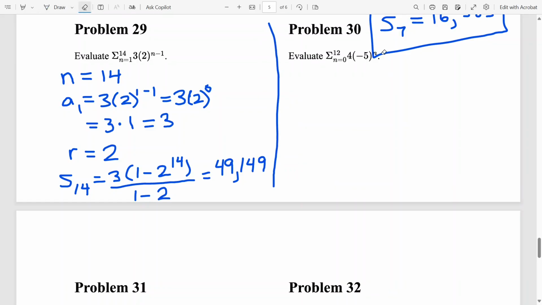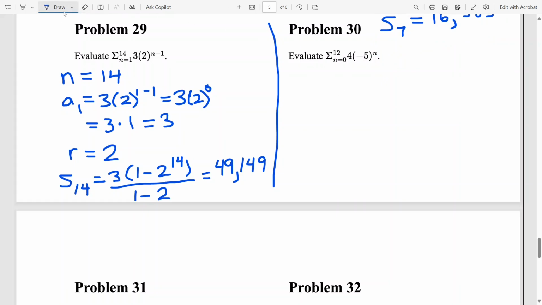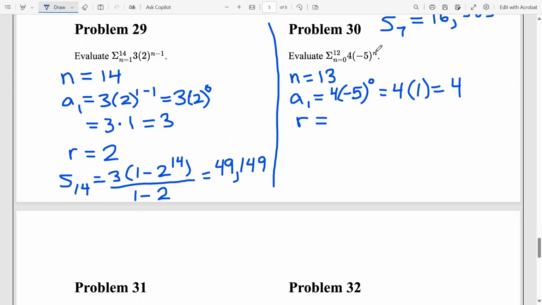All right, so let's clear this out. This next one, we're starting from n equals 0 to 12. So we have to count the 0. So that's actually going to give us not 12 terms, but 13 terms. Our first term is going to be 4 times negative 5. This time we'll start with n equals 0. So negative 5 to the 0 power is 1, so it's going to be 4 times 1, which is 4. Our common ratio this time is going to be negative 5 because every time we raise the power of n, we multiply by negative 5.